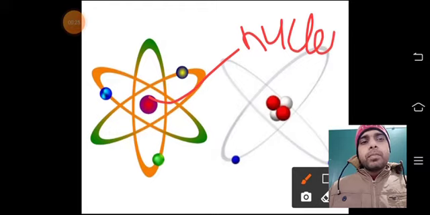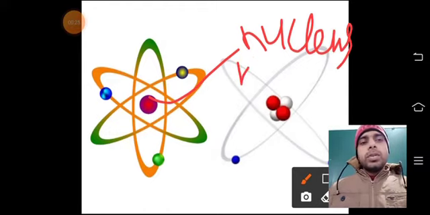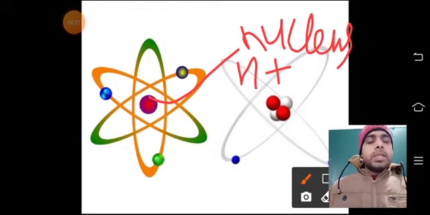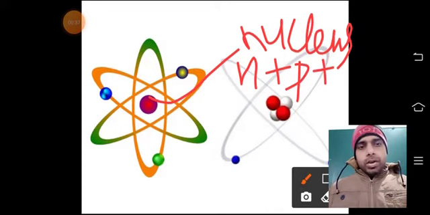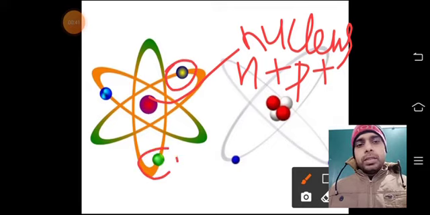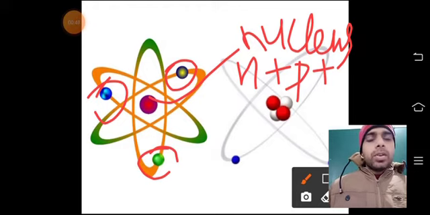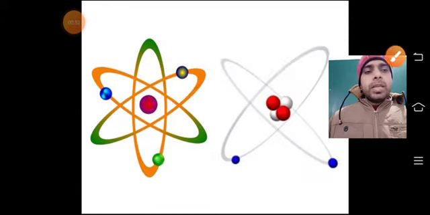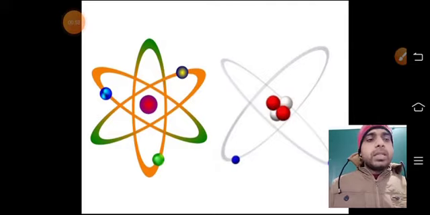Nucleus, which actually contains neutron and proton together. Neutron can be represented by a small n, and the proton carries the positive charge, and outside, the electron is just revolving. Okay, so this is the structure of the atom, and we are going to start this chapter. We will study in this chapter how atoms contain different numbers of electrons in different shells.